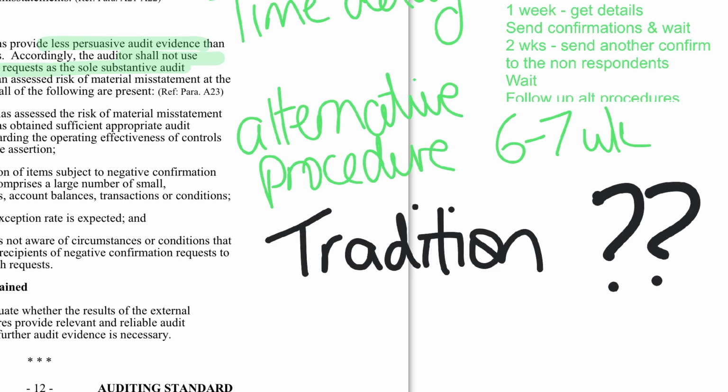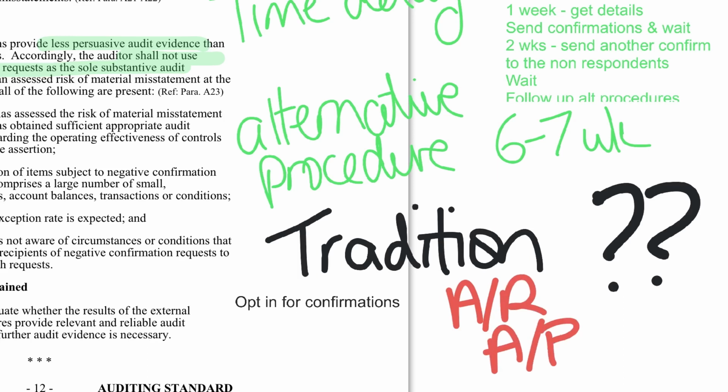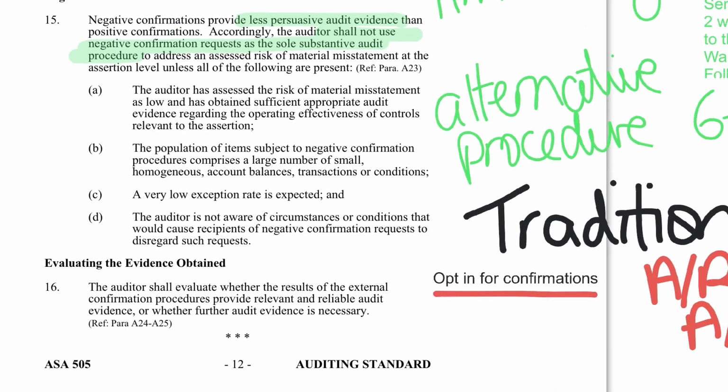What we're seeing now from a lot of firms is the option to opt in for confirmations in a lot of circumstances. Now, bank confirmations, we're always going to do a bank confirm, but when I was mentioning these confirmations from the tradition perspective, I'm mainly talking about accounts receivable and accounts payable confirmations, but a lot of audit firms now are only going opt-in. So we only do confirmations if we have a really good reason. Most of the time, other alternative procedures are what is being done.